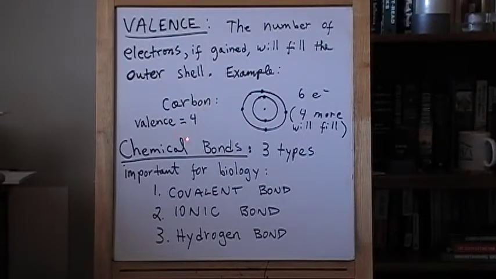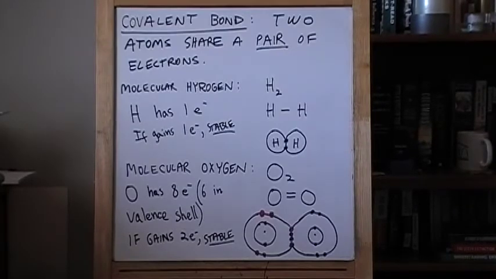And there are 3 types of chemical bonding that are important in biology. They're the covalent bond, ionic bond, and hydrogen bond. Okay, now let's look at covalent bonds in more detail. So covalent bond, in a covalent bond, 2 atoms share a pair of electrons.